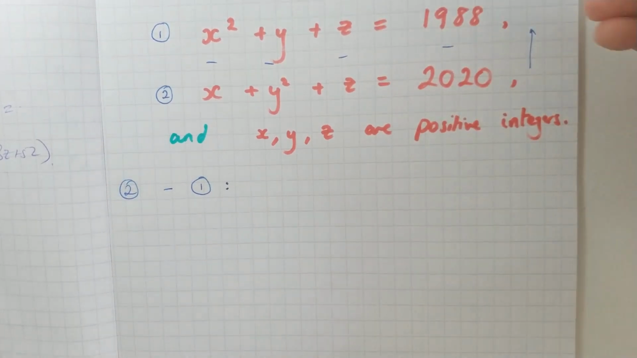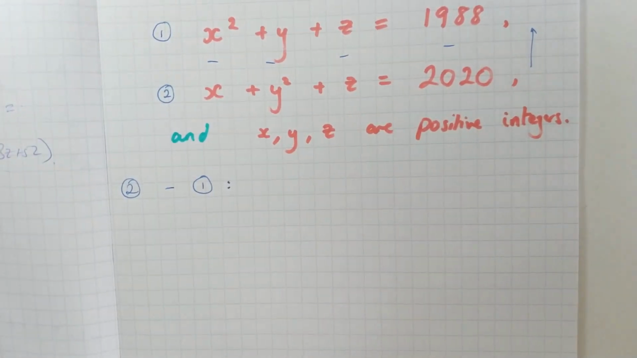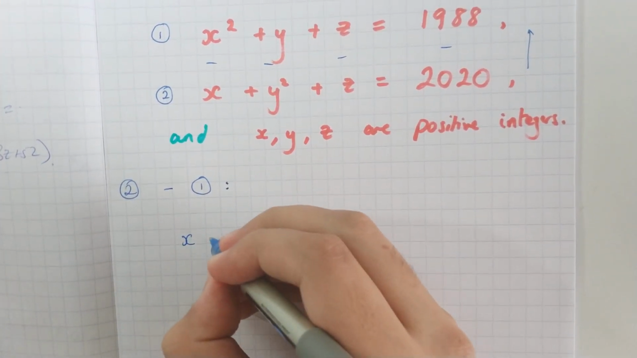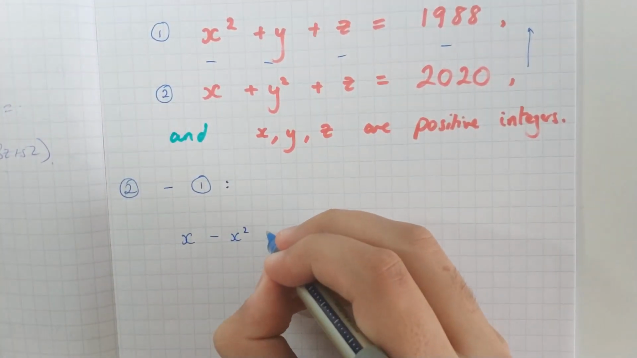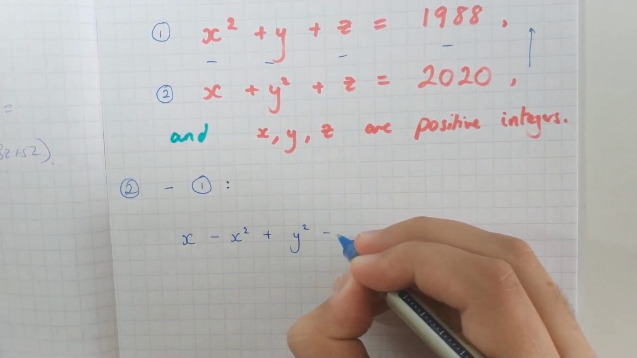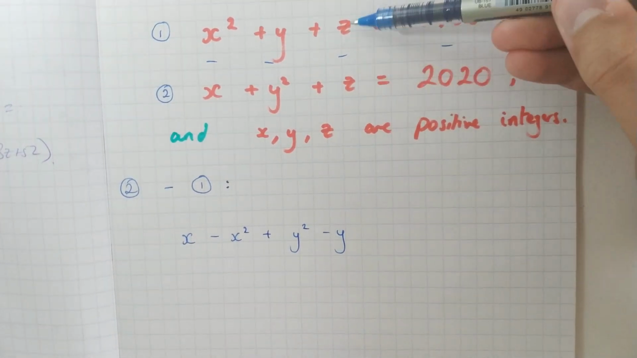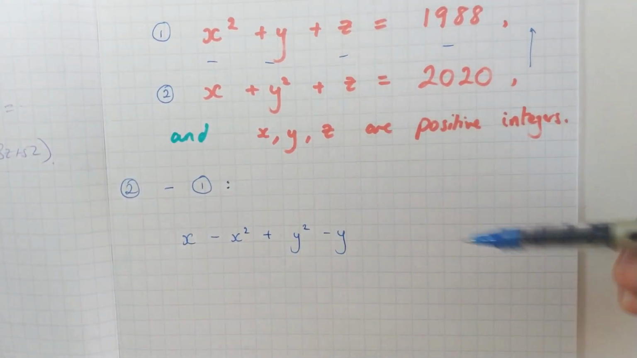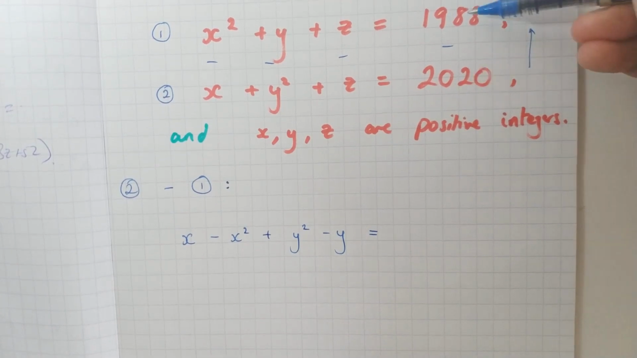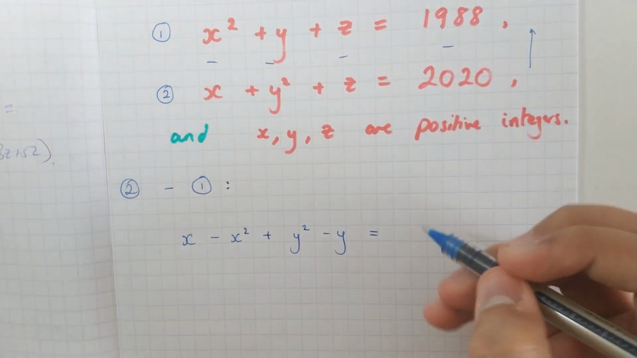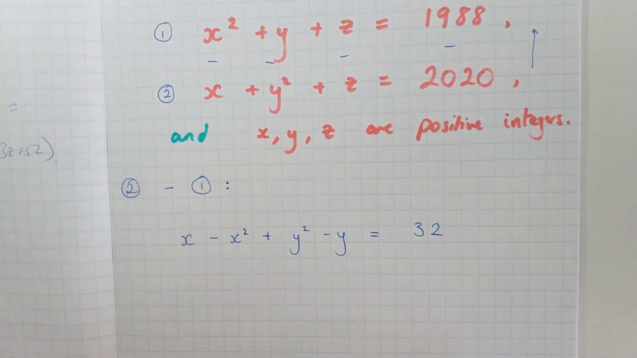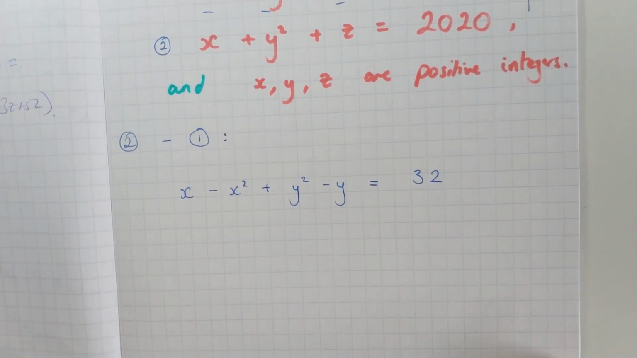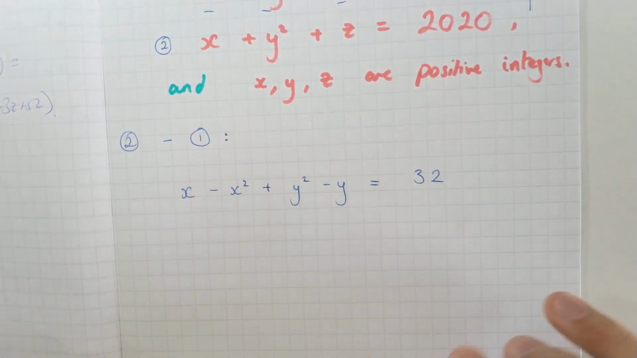I'm going to get x minus x squared. I'm going to get y squared take away y, so I'm going to add that on. Y squared take away y. Z take away z, that dies. And on the right hand side, we're going to get 2020 take away 1988, which is of course 32. Right, so we've simplified it into something that looks like this.